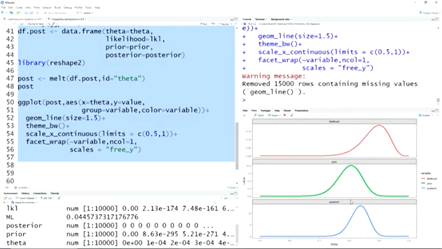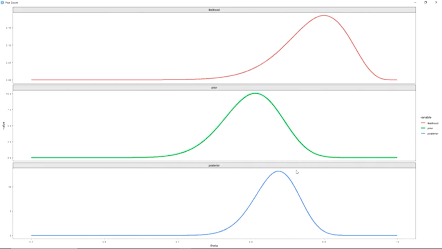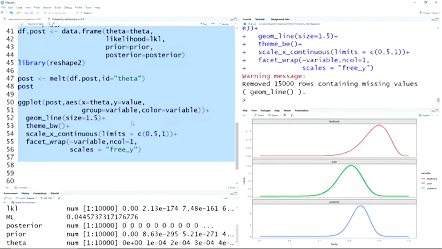See, where is prior now? So prior is here, mean value around 0.8. Okay, likelihood is here. Now posterior is pulled towards the prior. Posterior is being pulled towards the prior, right? Because now prior is more informative compared to the likelihood. Likelihood has more spread, prior has lesser spread. So posterior is actually pulled towards the prior. Okay, let's increase it more.